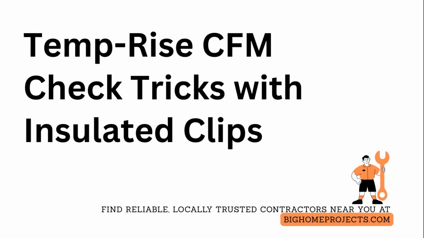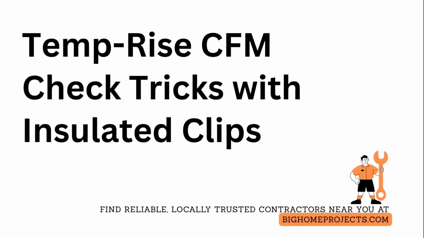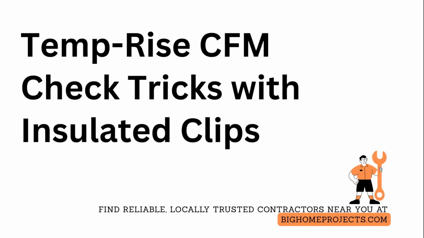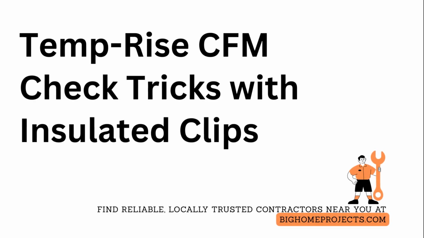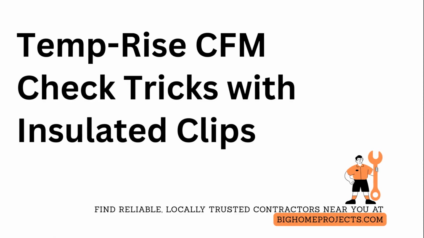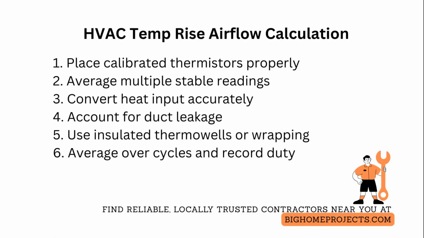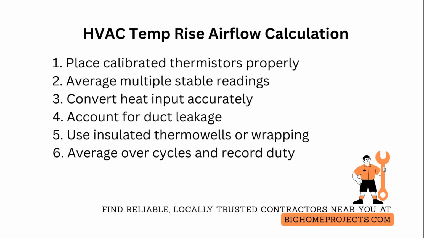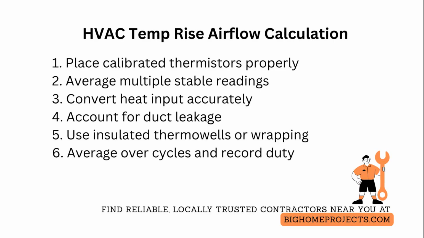HVAC temperature rise formula lets you calculate airflow in cubic feet per minute from temperature difference and heat input so you can reliably size and diagnose systems fast. To measure airflow using the temperature rise formula, first record supply and return dry bulb temperatures with calibrated thermistors placed at least 6 inches into airflow paths and away from mixing plenum edges. Average 3 stable readings taken over 1 to 3 minutes to reduce transient error.